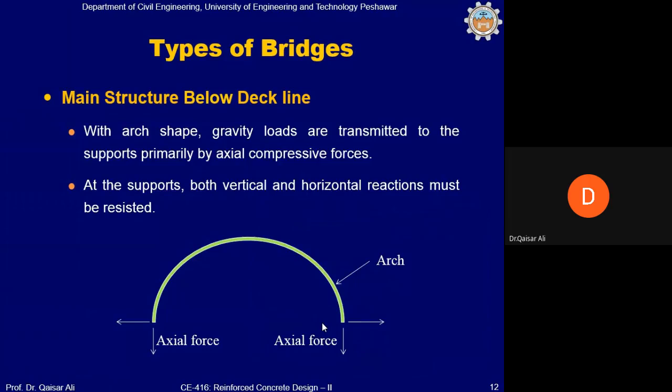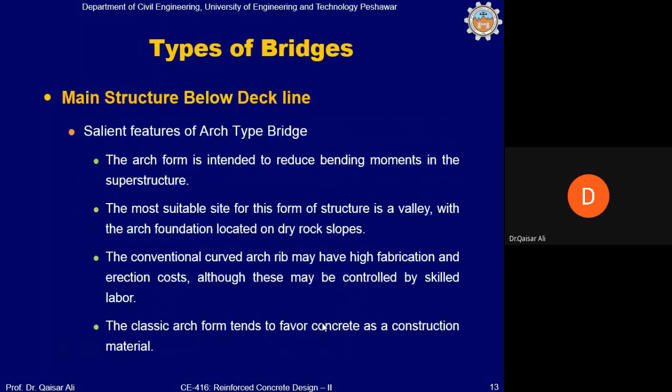Okay, something about this kind of bridge. You know that with arch shape, gravity loads are transmitted to the supports primarily by axial compressive forces. And at the supports, we have both vertical and horizontal reactions, which must be resisted, and there must be a mechanism at the end of the arches in order to resist these forces.